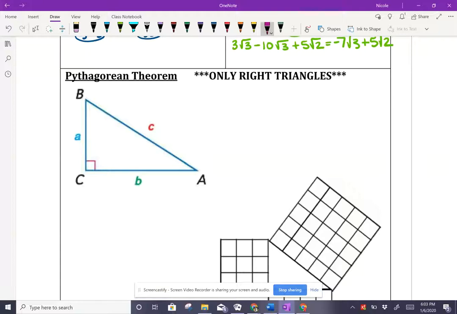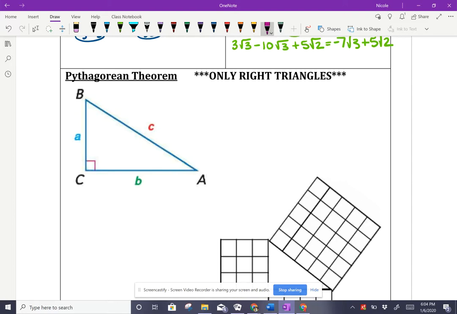All right, now the meat of 8.2 is the Pythagorean Theorem. You've learned this before. You learned it in middle school math. You might have even touched on it in Algebra 1 a little bit. It just depends on your teacher.